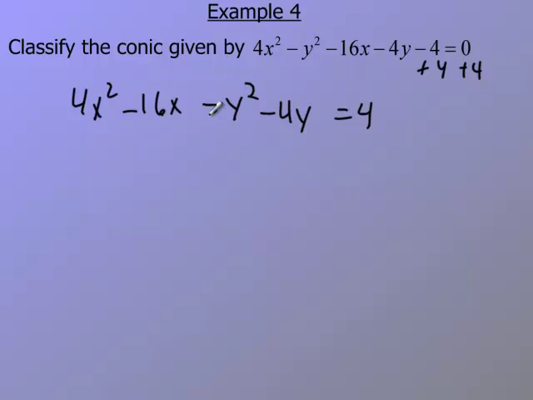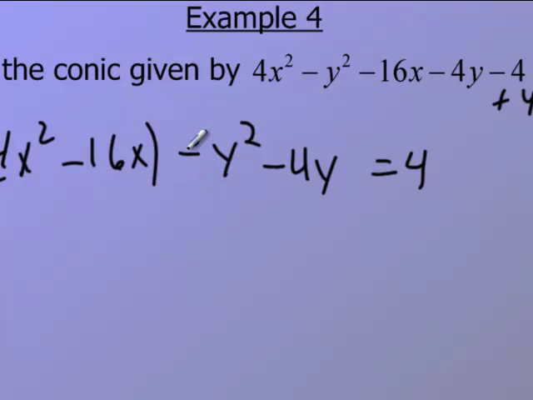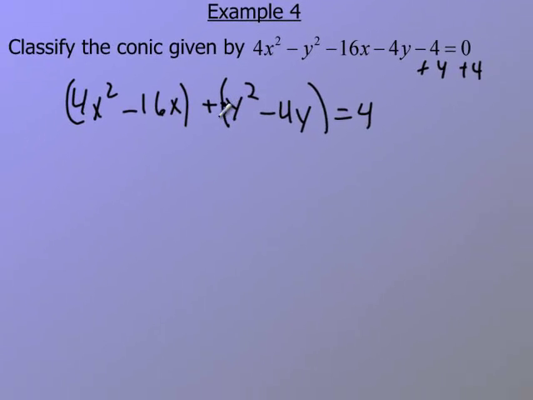Okay, now I'm going to group these together like so, keeping in mind that this is like saying plus negative y squared. It's like saying plus negative, the minus sign. And I don't want to have a negative in front of here. So I'm going to want to pull out a -1 from here, as well as pull out a GCF from the first one. So in other words, we're going to pull out a GCF out of each of these, because what we're trying to do is complete the square.